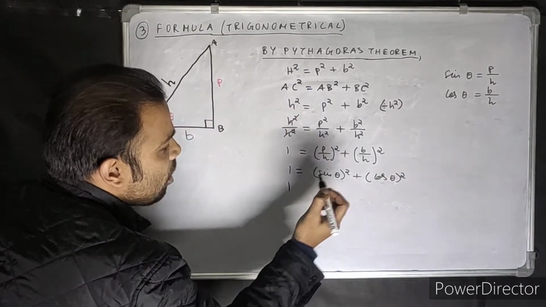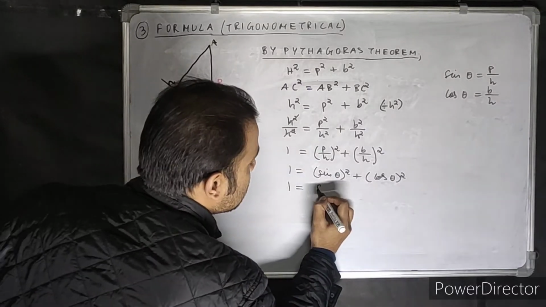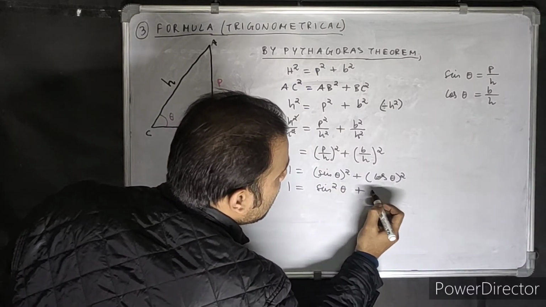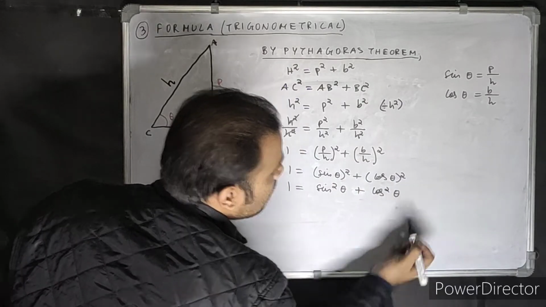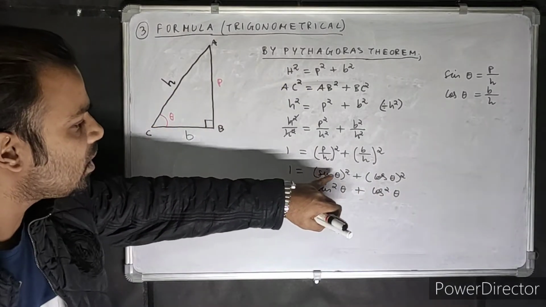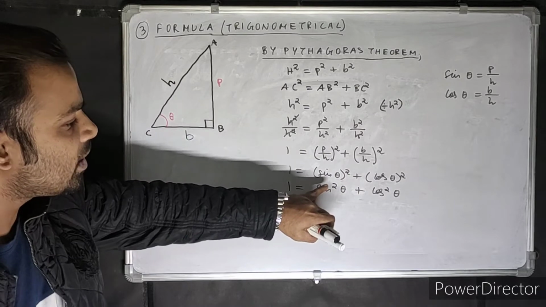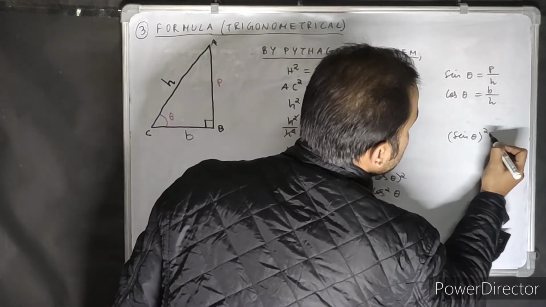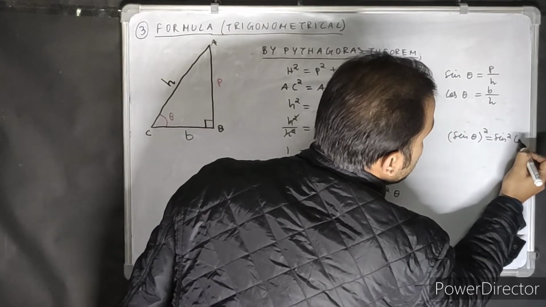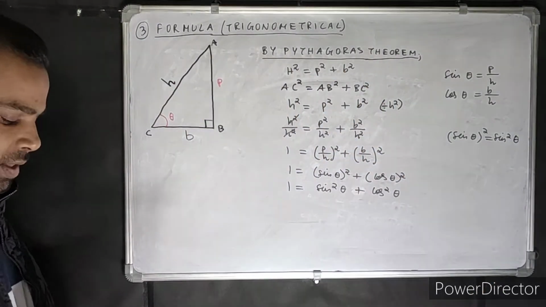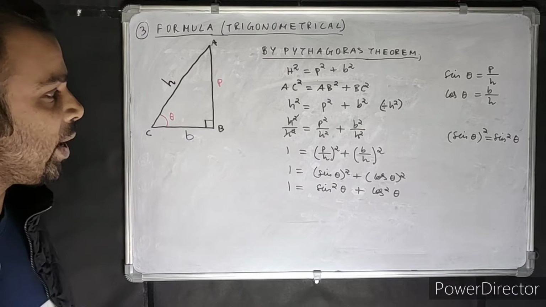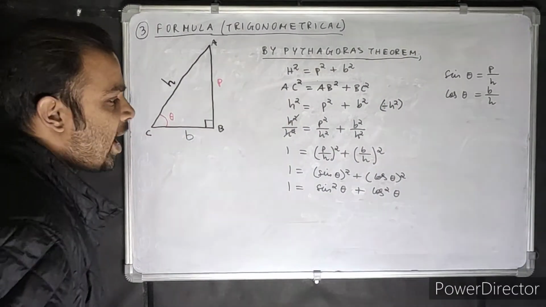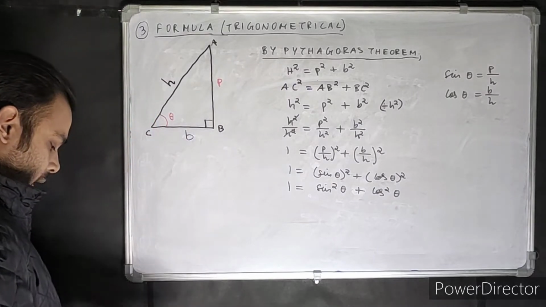Now sin theta whole square is same as sin square theta, plus cos square theta. So if you write sin theta whole square and sin square theta, they are both equal to each other. They are the same thing, written in two different ways. Okay, so don't get confused. Those of you who didn't know that, now you'll know it.